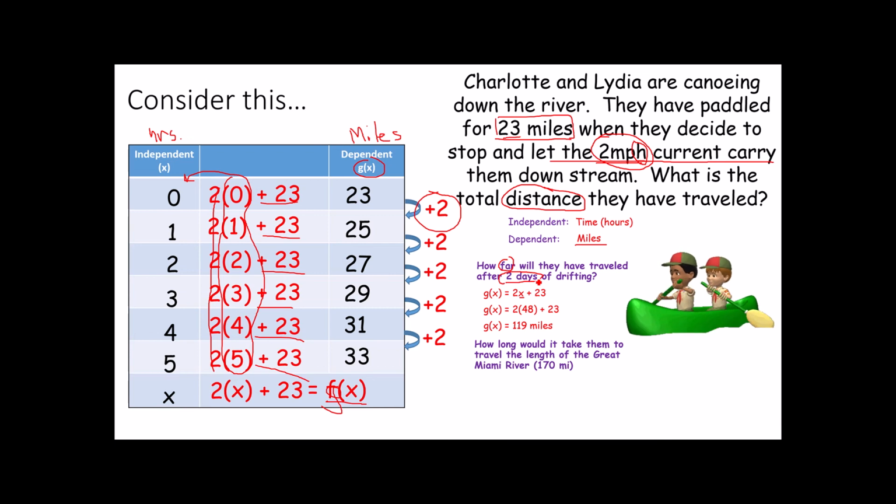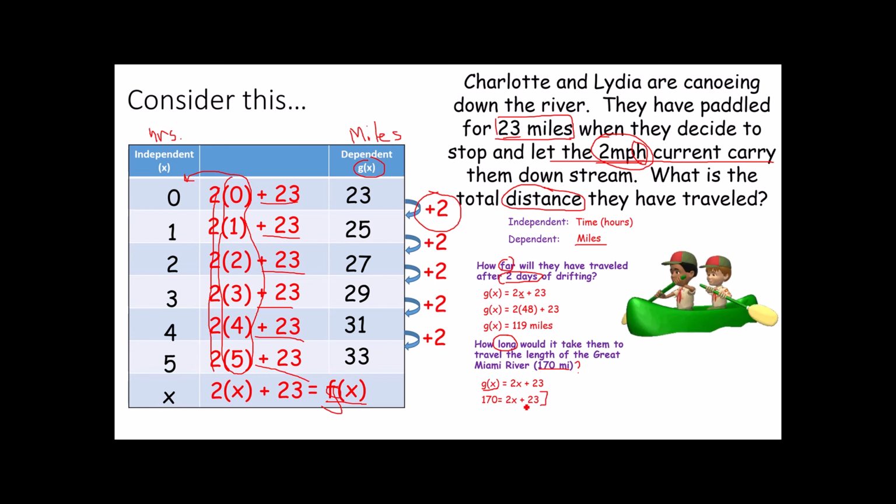Try this one. How long would it take them to travel the length of the Great Miami River, which is 170 miles long? In this question, they're asking us about time, and they give us a distance. Well, we're going to do this the same way. We take our original pattern. We now know the distance, which is g of x. And we can use our single variable algebra skills to solve to find the time.